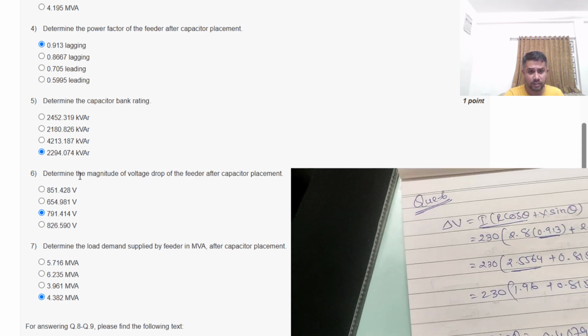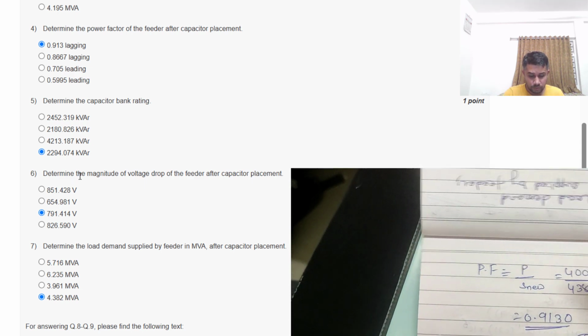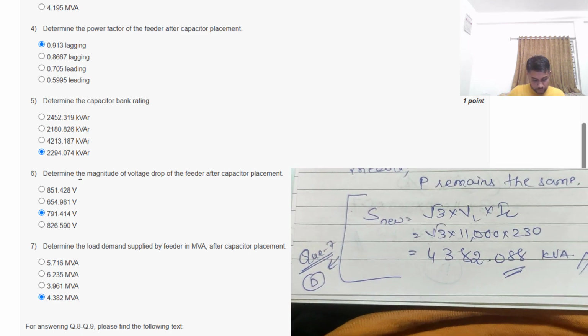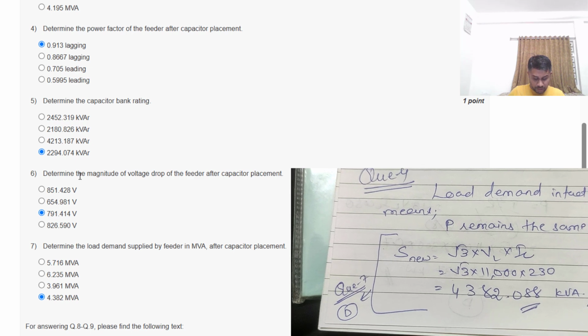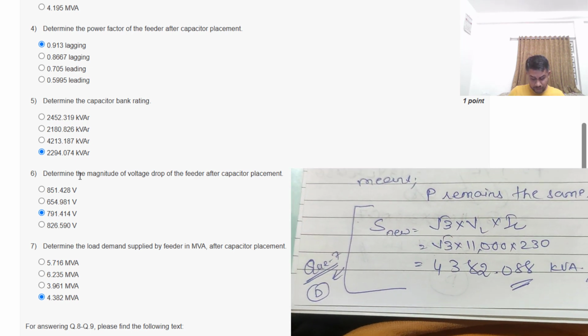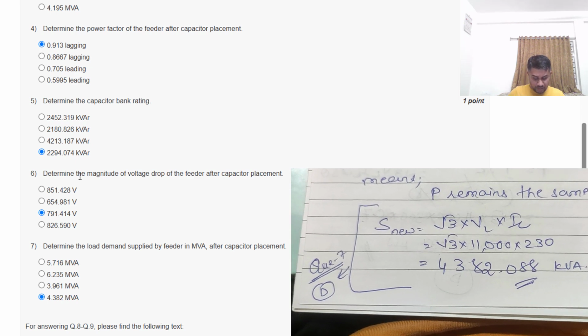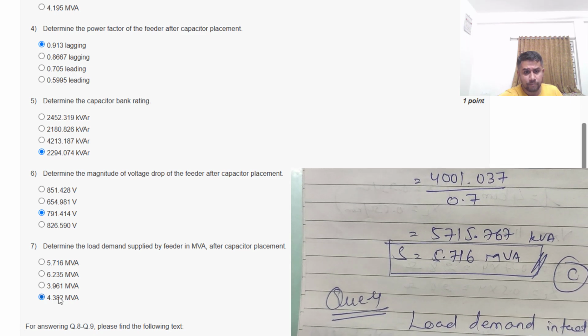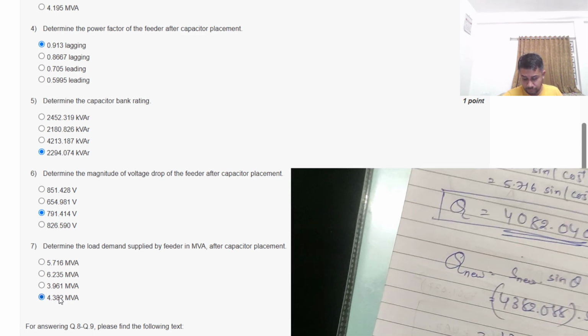Now for the 7th, it is already calculated in question number 4. S new equals 4382.088 kVA. Converting this into MVA, it is 4.38 MVA. So the answer is D in question number 7.